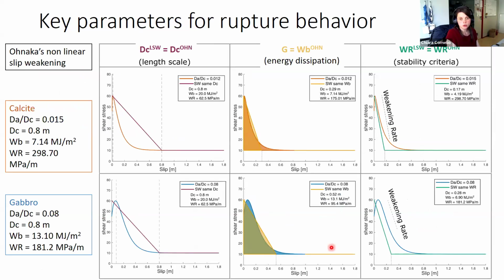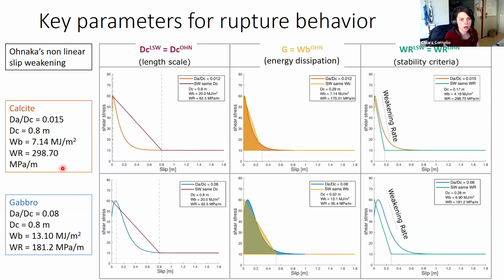To compare the Ohnaka friction law and the linear slip weakening one, we have to decide which parameter we want to keep constant. First of all, for the Ohnaka friction law we impose the parameters that we derived from the lab, from our 106 experiments performed in SHIVA. So a dA over dC of 0.15 for calcite and a dA over dC of 0.08 for gabbro.